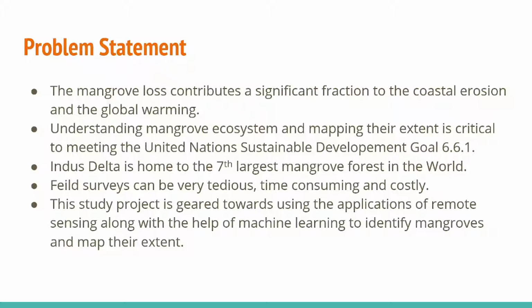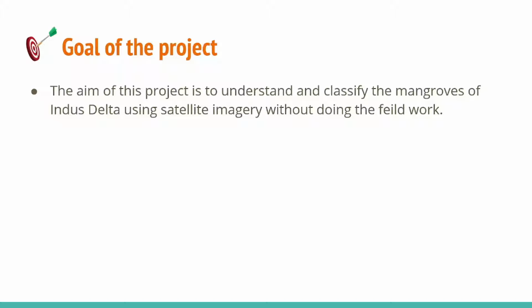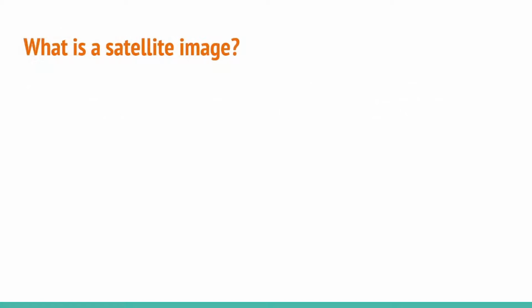That is why this study project is geared towards using the applications of remote sensing along with the help of machine learning to identify mangroves and map their extent. So the goal of the project is to understand and classify the mangroves of Indus Delta using satellite imagery without doing the field work.